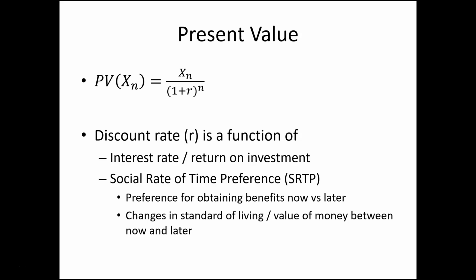There's also the social rate of time preference, and your book goes into some of the math of it. That's not as important as just understanding conceptually what it is. The social rate of time preference, which also contributes to the discount rate, includes our preference for obtaining benefits now versus later, separate from any interest rates or return on investment. That could be huge.